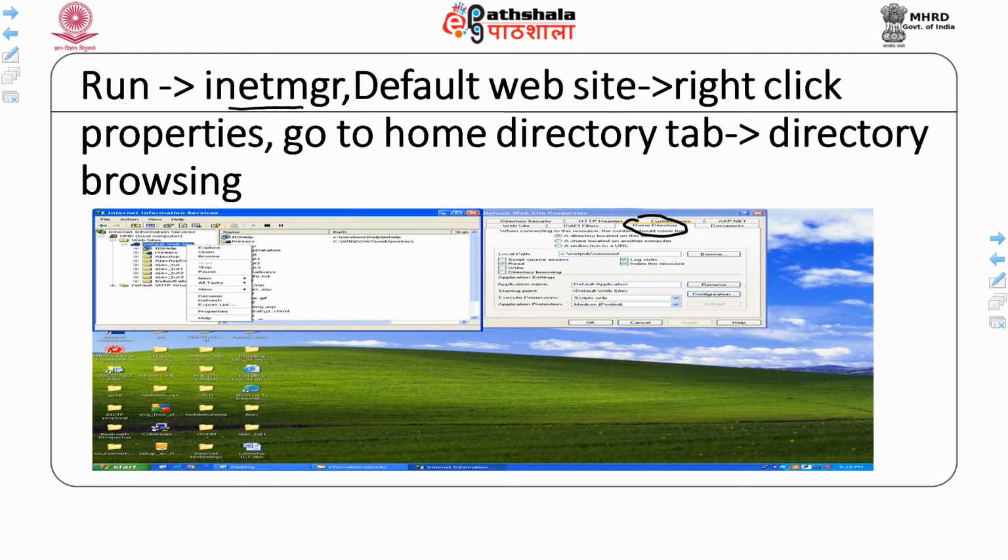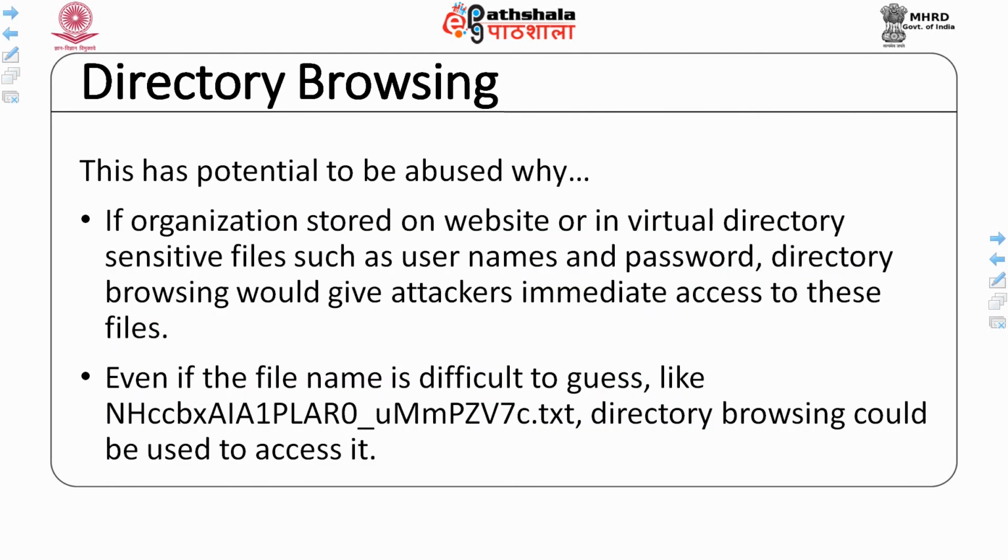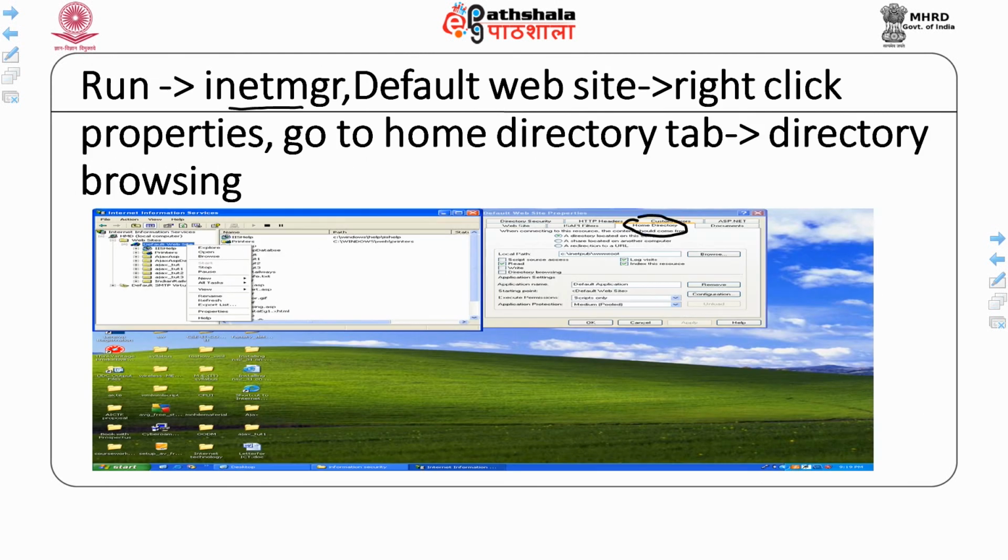Let us check the next page. Okay. You have to go to home directory to find out whether directory browsing is on or not. It is here. Since directory browsing is not enabled, in case the page is not found, it would not show you the list of the files which are there in the directory. If directory browsing has been enabled, it would show you all the files in the current directory. So, I hope you got the idea.